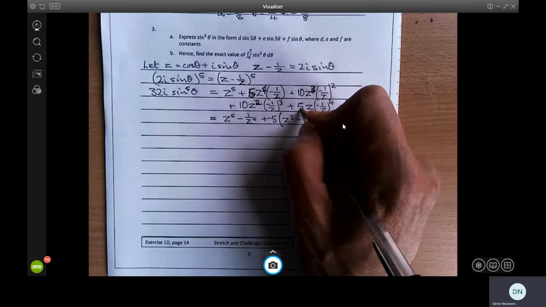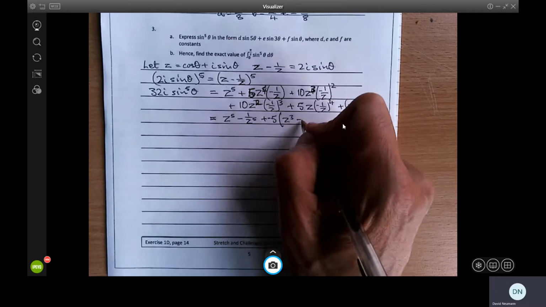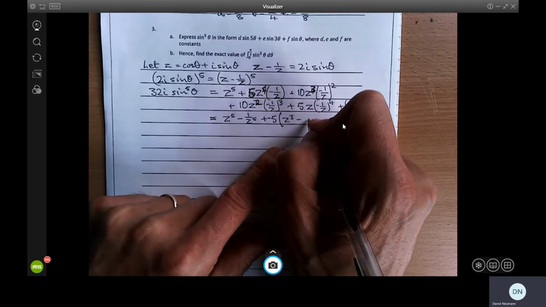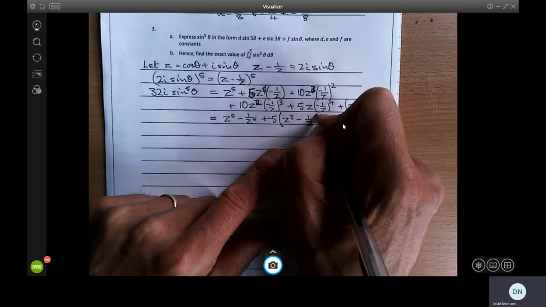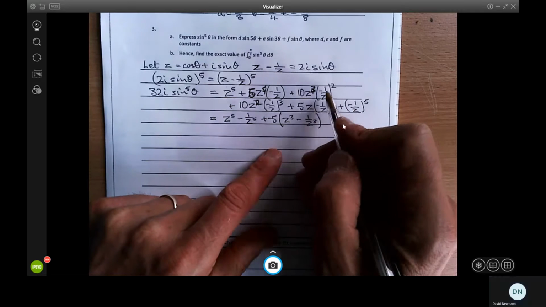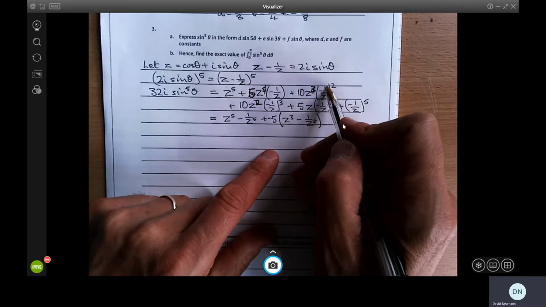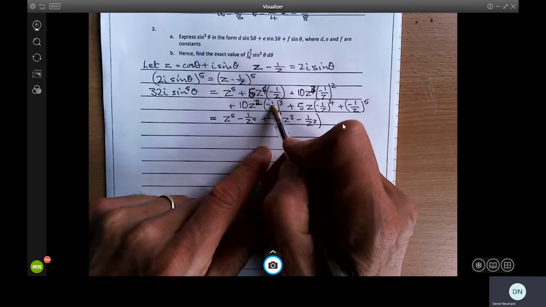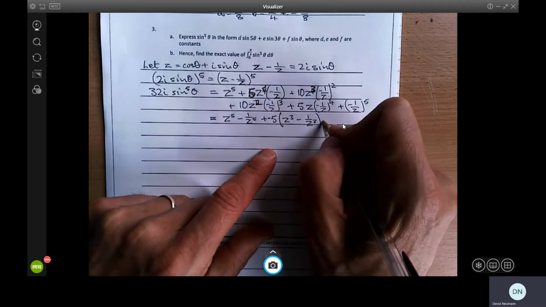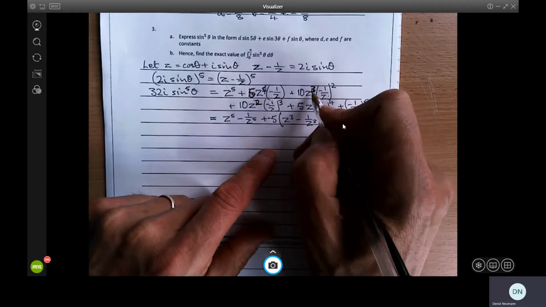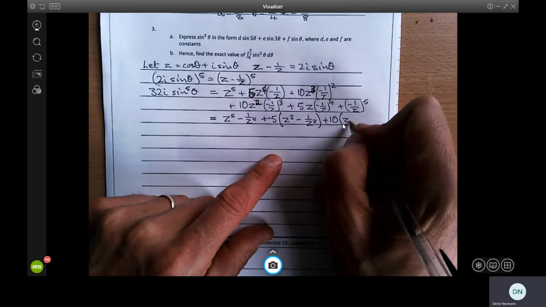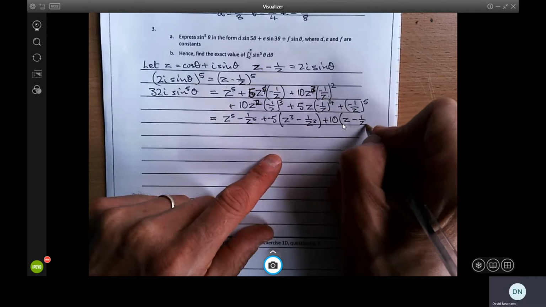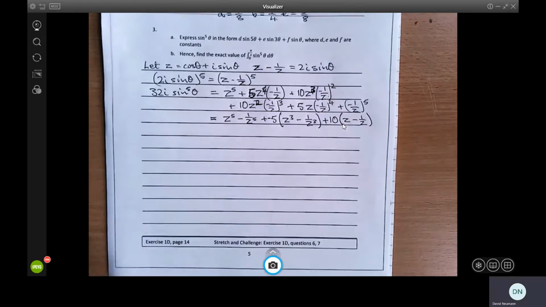Oh no, this is positive, isn't it? Minus, minus, yeah. So minus there, for 1 over z cubed. And then this one is going to be positive, this is going to be negative. So it's plus 10 z cubed over z squared, which is z. So z minus 1 over z.